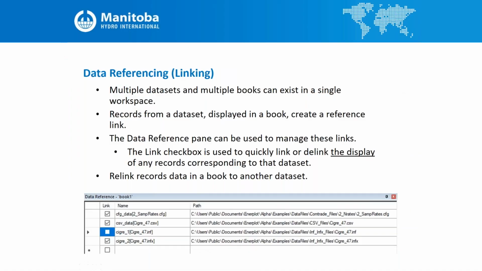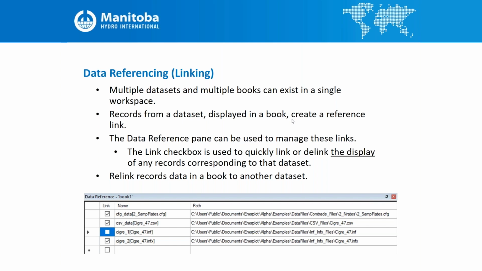Okay, so data referencing. As soon as you put a record from any of the data sets that you have loaded into a particular book, it immediately creates a reference to that data set. As you know, multiple data sets and multiple books can exist in a single workspace, and the data reference pane that we have in here can be used to help you manage these links. It gives you a bit of a graphical display as to what is referenced to what. The link checkbox can be used to quickly link or delink just the display of the records from a particular data set.